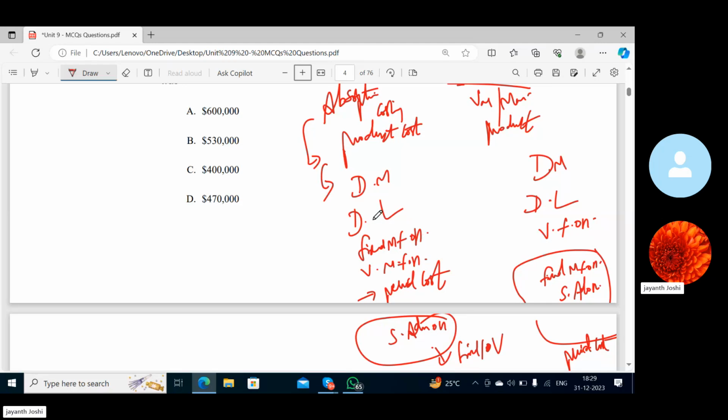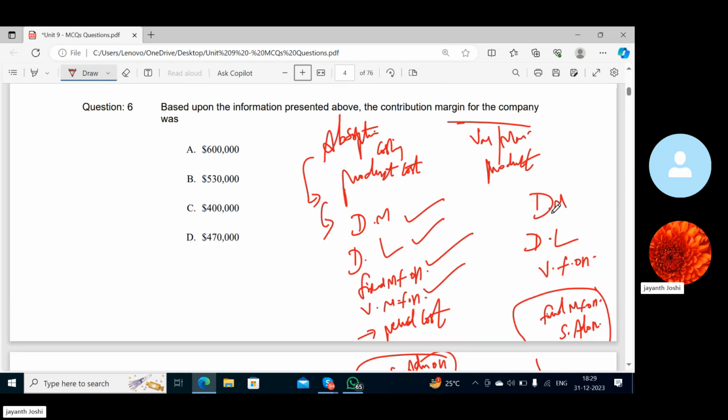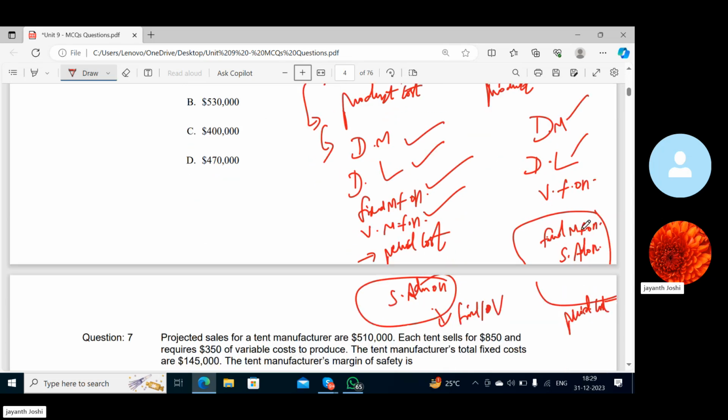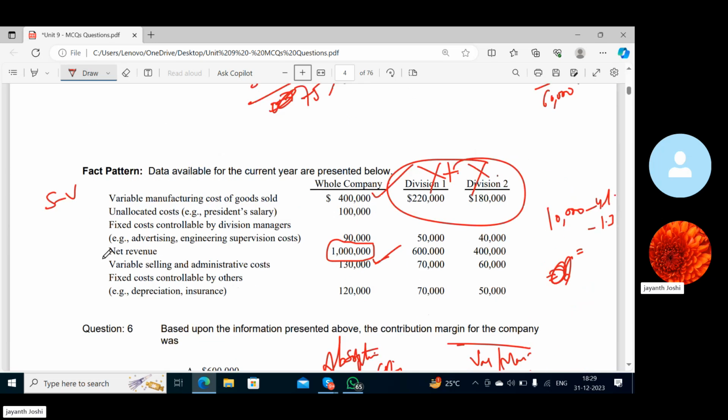Product cost is what I've mentioned here: direct material, direct labor, fixed manufacturing overheads, variable manufacturing overheads. Rest all are period cost. Here, direct material and direct labor are only variable, but all fixed nature costs are period cost, right? Why I'm mentioning this is that here they have given some information regarding variable selling and administrative overheads.